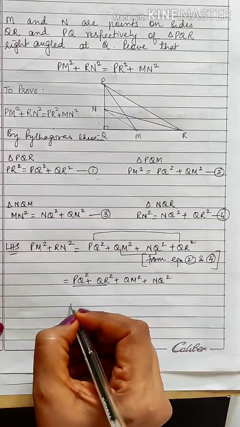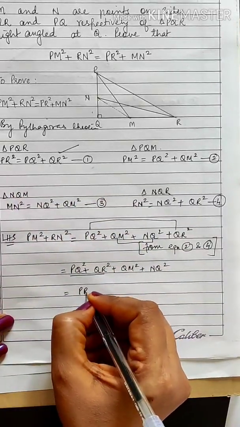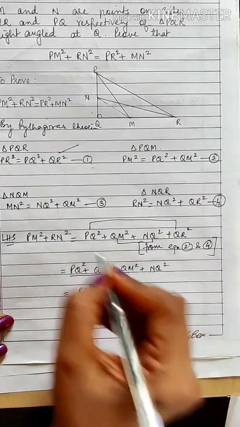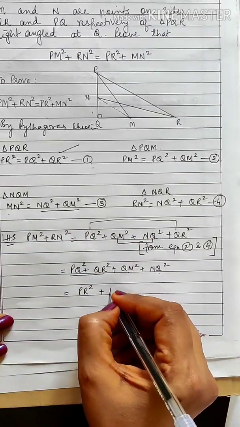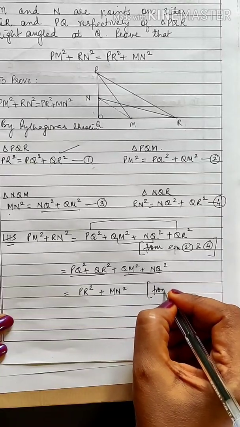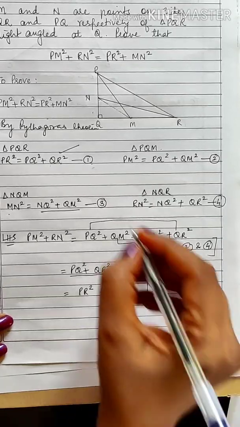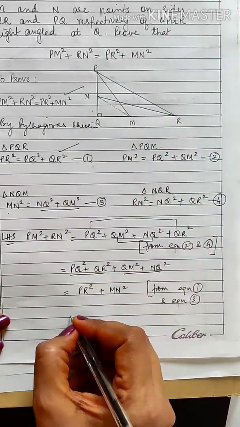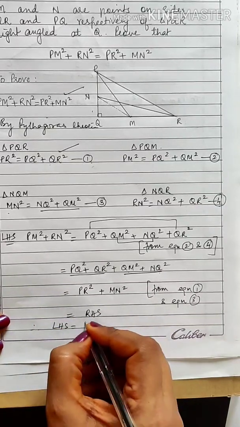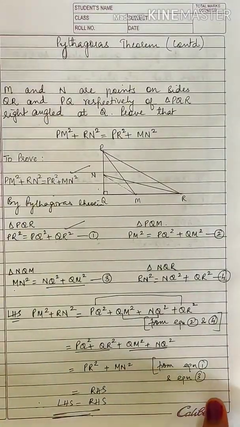Now PQ square plus QR square. What is PQ square plus QR square? That is PR square from equation 1. The next one is QM square plus NQ square. This is equal to MN square. This you can write from equation 3. Now what is PR square plus MN square? That is your RHS. So therefore LHS is equal to RHS. Hence proved. Moving to the next question.